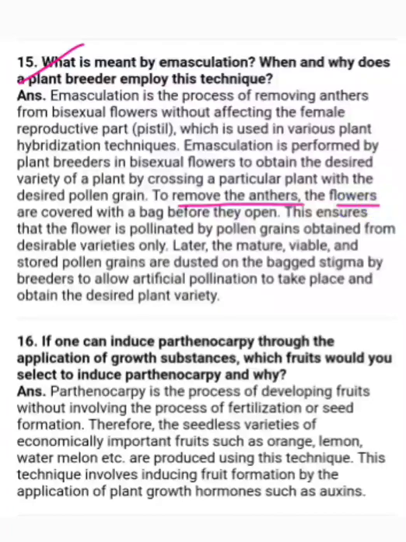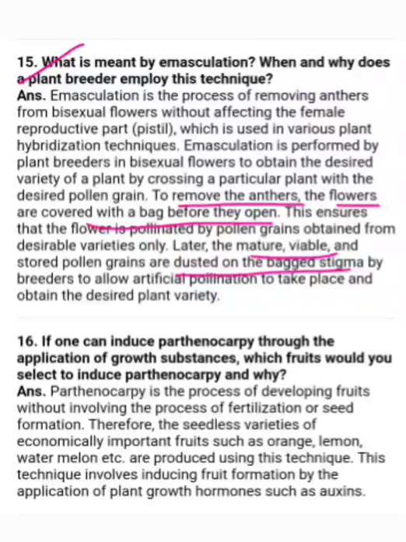Then the flower is covered with a bag before they open, and when the female part becomes mature, the desired pollen grains are dusted over the stigma of the flower by removing the bag, and then it is rebagged, so that fertilization will take place, and after fertilization the desired seed quality will be obtained.